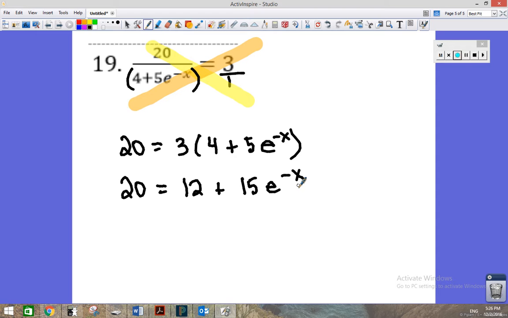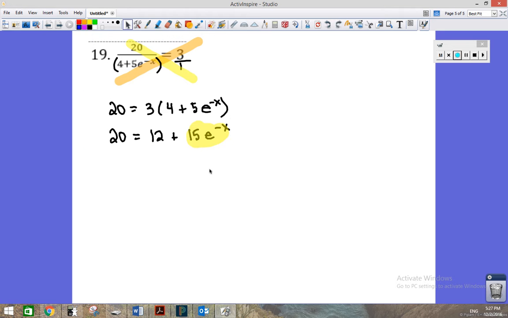So now on the right-hand side, I have 2 terms, and the term that has my variable is this one, and so I need to get that by itself. So I need to subtract 12 from both sides of this equation. Let's shrink this up to give me a little bit of room. This term of interest is this 15e to the negative x, and if I subtract 12 from each side, I've got 8. Well, this term on the left-hand side has 2 factors, and it's this factor, e to the negative x, that I'm interested in because it has my variable. To get rid of the other factor, I need to divide both sides of this equation by 15.